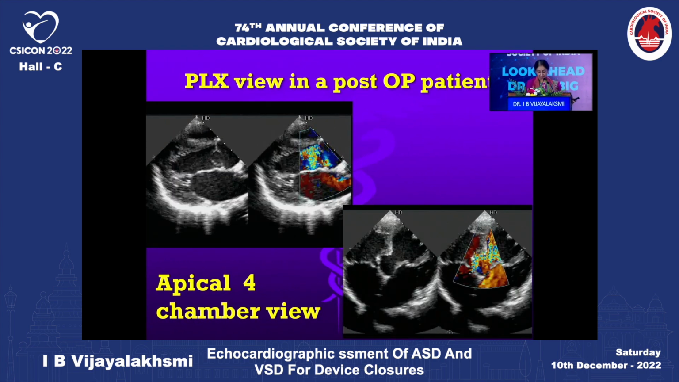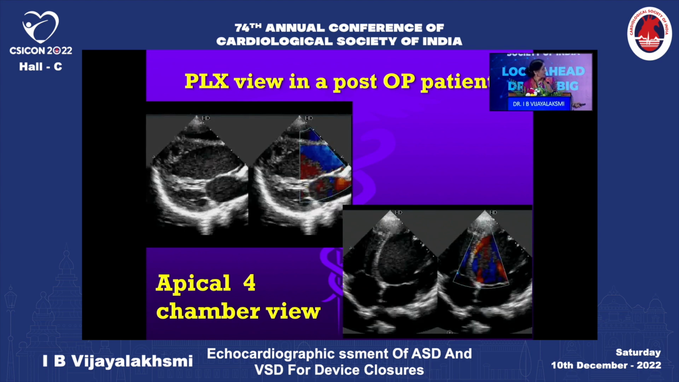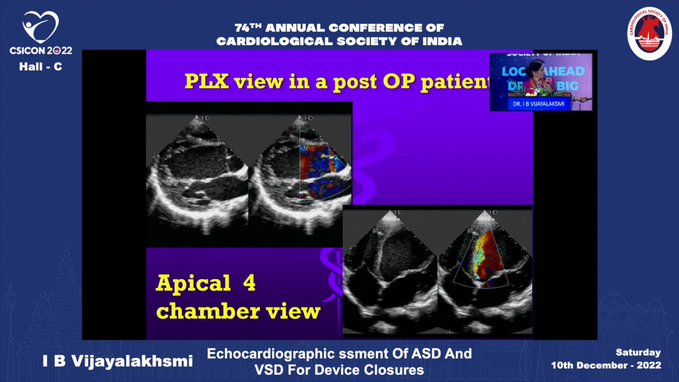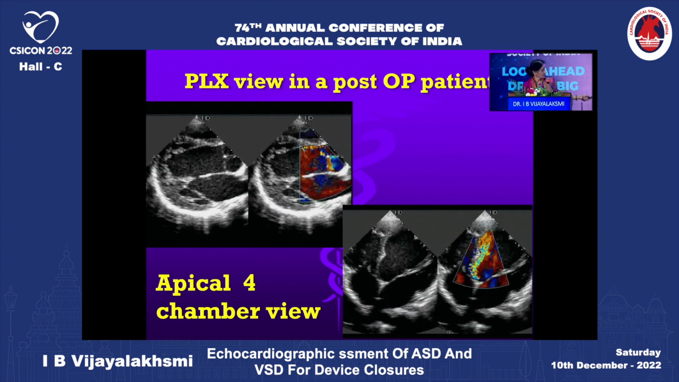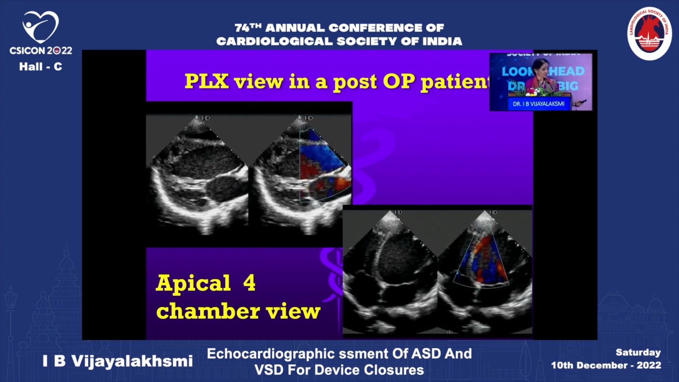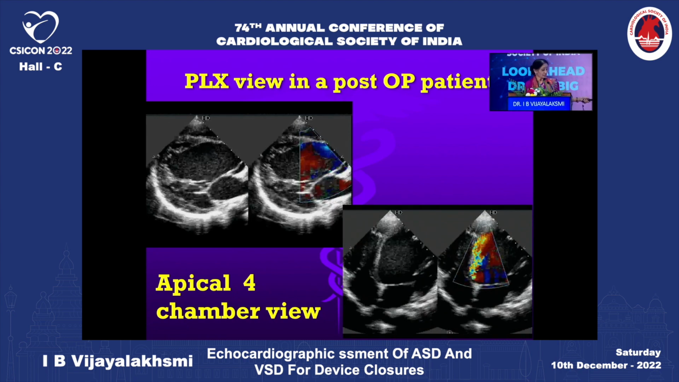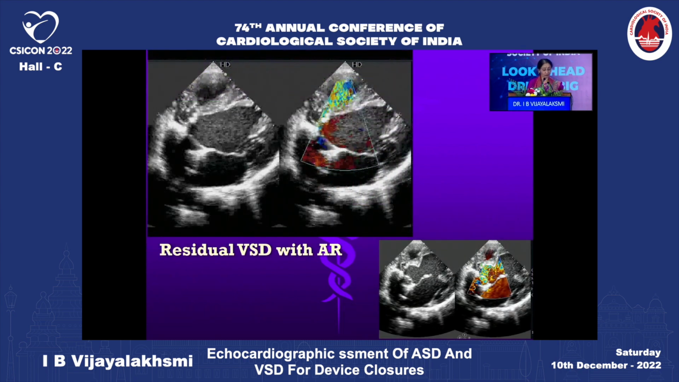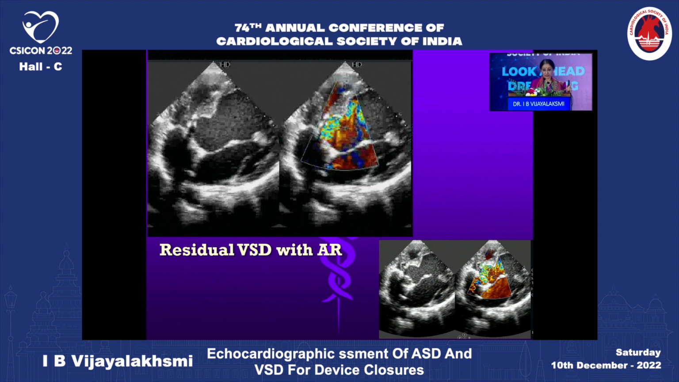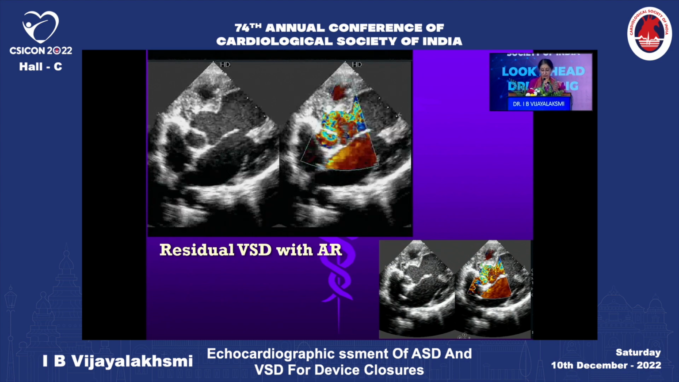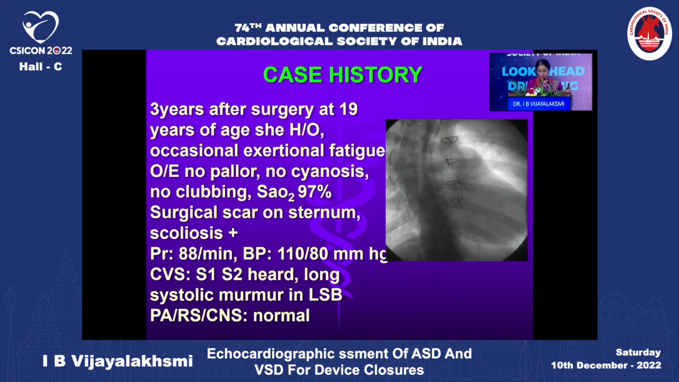This is a 16 year old who presented with repeated respiratory infections, and surgical closure was done in the past. Now you can see this is the surgical patch, which is adynamic, and that is dynamic. During systole, the residual VSD is seen. During diastole, there is aortic regurgitation. So though this is a residual VSD after surgical closure, this is not suitable for the device.